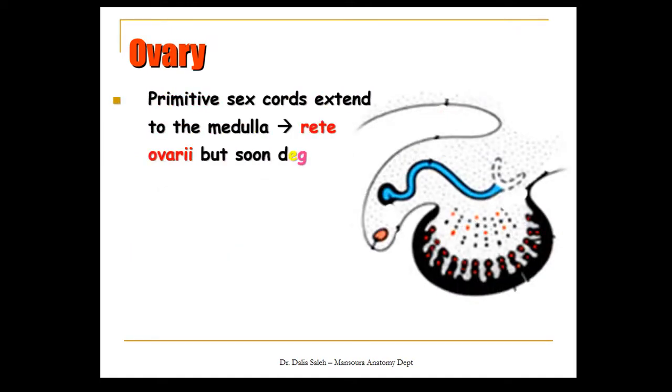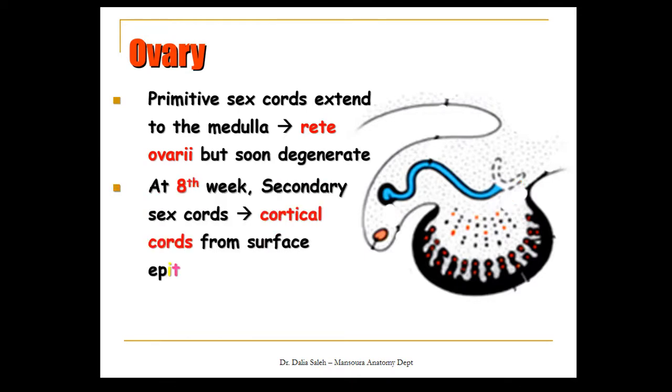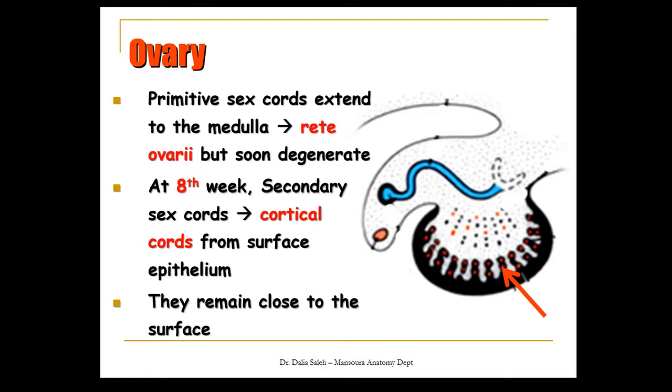Again, the inducer for the differentiation of the gonad is the arrival of the primordial germ cells. They stimulate the primitive sex cords to form and they extend into the medulla and form the rete ovary. But soon this rete ovary will degenerate. At the 8th week of development, another wave of sex cords arises. It's called the secondary sex cords or cortical cords. They are also derived from the surface epithelium. And they remain close to the surface. That's why they are called cortical cords.